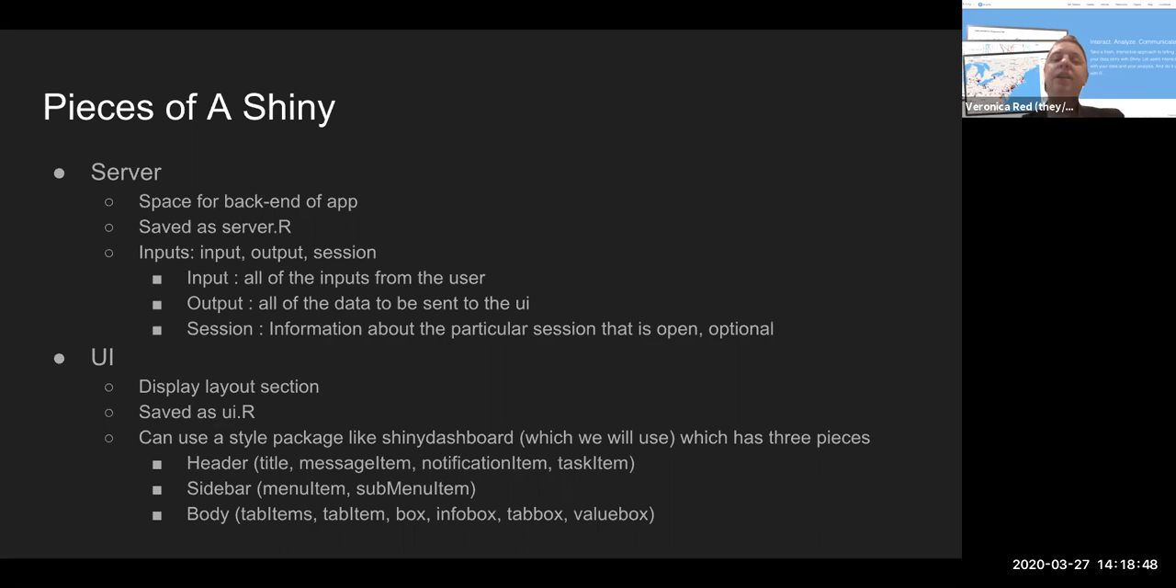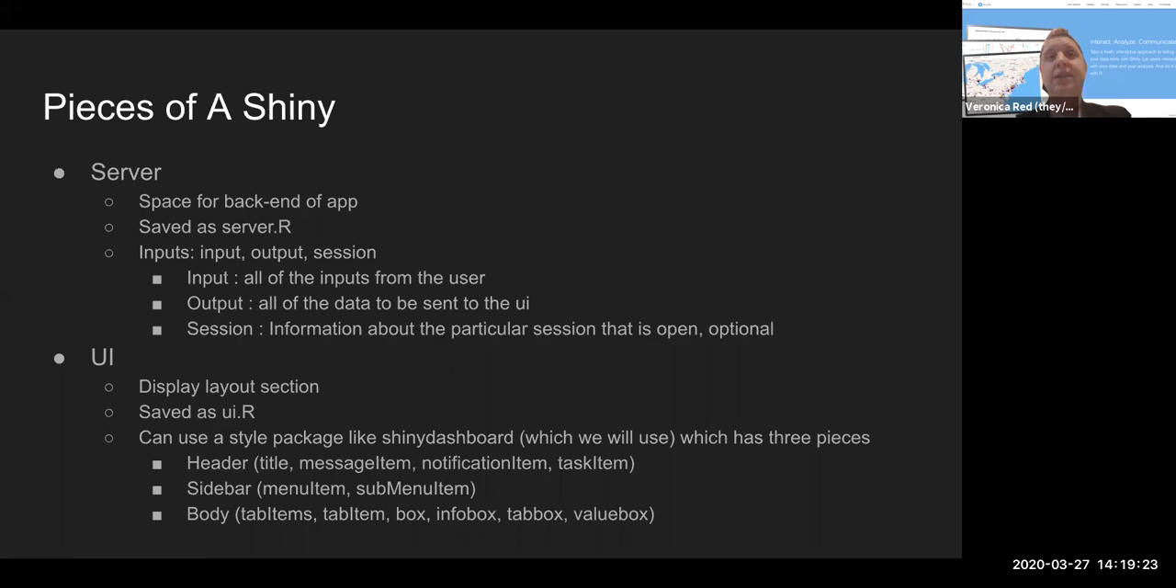The sidebar has both menu items and sub-menu items. We are going to work with menu items and not sub-menu items today unless time allows. And then the body has a bunch of different things you can use. There's a function called tab items that we're going to use today. We're going to use tab item because that goes inside of tab items. We're going to use the box function. Unless I want to do a really, really fancy Shiny, I generally don't use info box, but info box is also really cool.